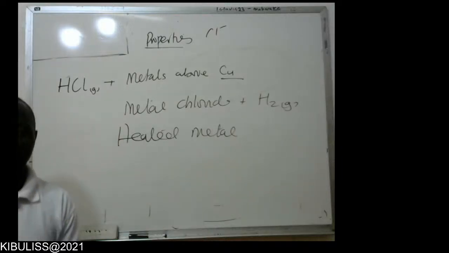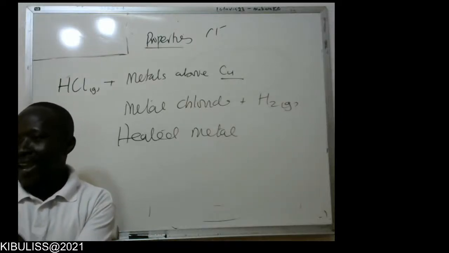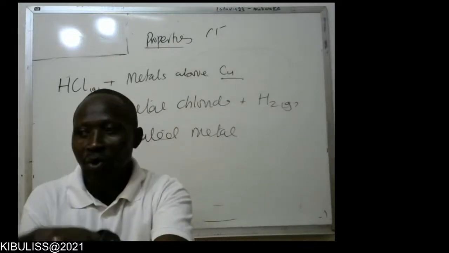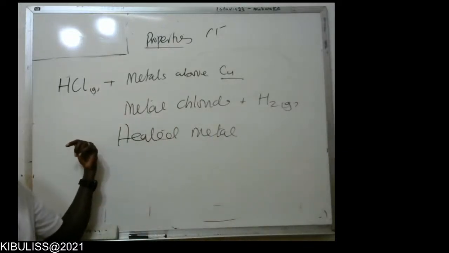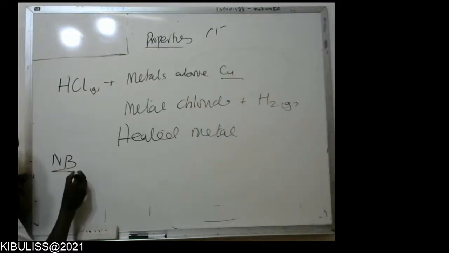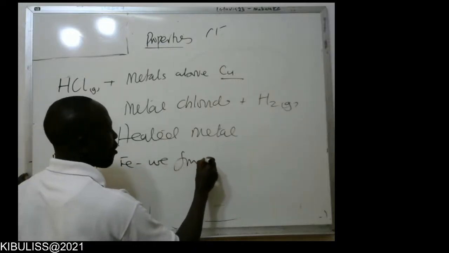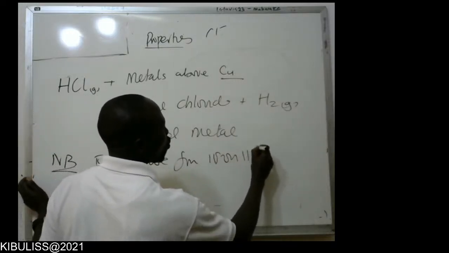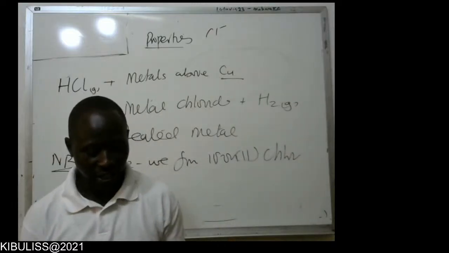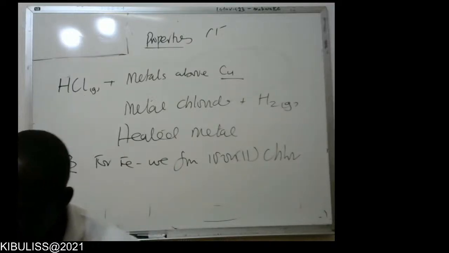What about iron? Now iron does not give iron 3 chloride. It gives iron 2 chloride because hydrogen chloride is not a powerful oxidizing agent. Therefore, that is something worth noting: that for iron, what do we form? We form iron 2 chloride, not iron 3 chloride. So when do we get iron 3 chloride? When you use what? Chlorine. In the previous lesson.